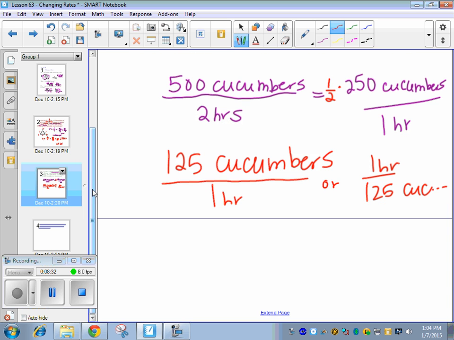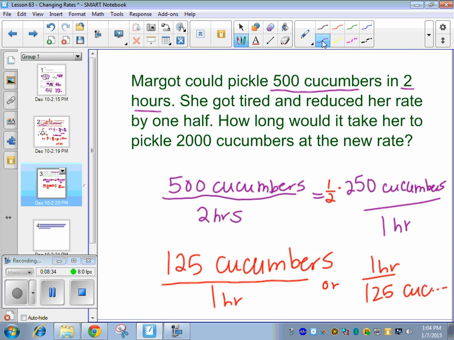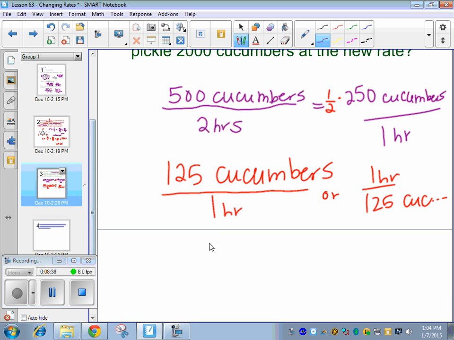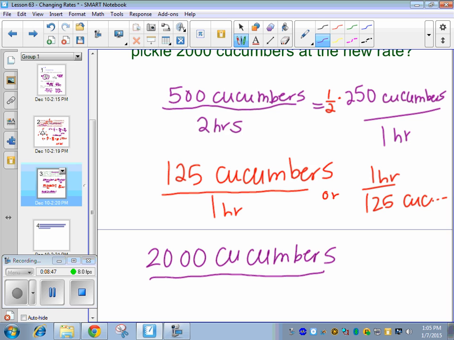And then we got to answer the last question. How long would it take her to pickle 2,000 cucumbers at the new rate? Start by doing 2,000 cucumbers over 1. Do not skip this step. Whatever they ask for, put it over 1, all right? And then use the rate to figure out your answer.